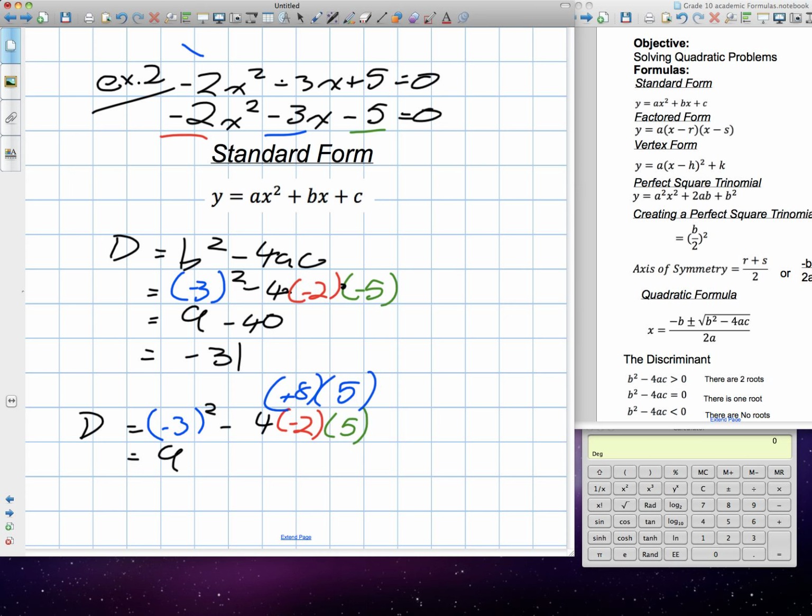Sir, but why does the 5 change? I just made a different question. Oh, okay. And then that becomes +40. We get +49. How many roots? 2. 2 roots. Okay? And this example, the first one, has 0 roots.